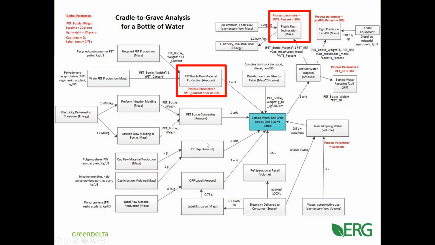We'll also model the polypropylene and oriented polypropylene cap and label, and include the raw material and conversion processes associated with those components of the bottle of water. We'll also include treatment of the spring water that will go into the bottle, as well as loss of any consumptive use during the filling process. The treatment also includes refrigeration or electricity.